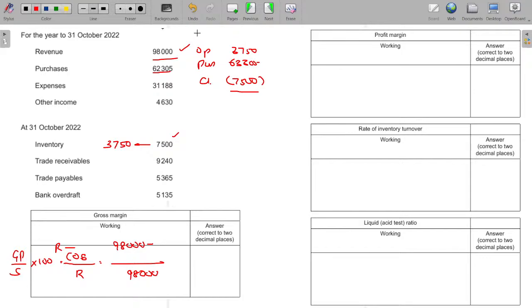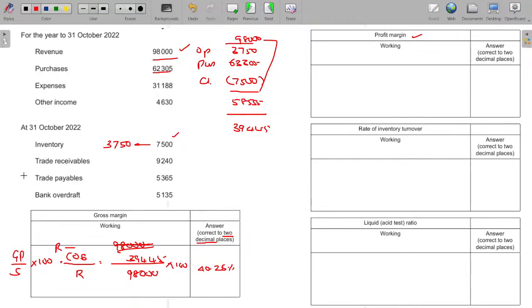This will be subtracted from the revenue. I think this value is 58,555 and your revenue is 98,000. If I subtract this cost of sales from the revenue, then gross profit is 39,445. Then 39,445 into 100, the ultimate value here being 40.25 percent up to 2 decimals.